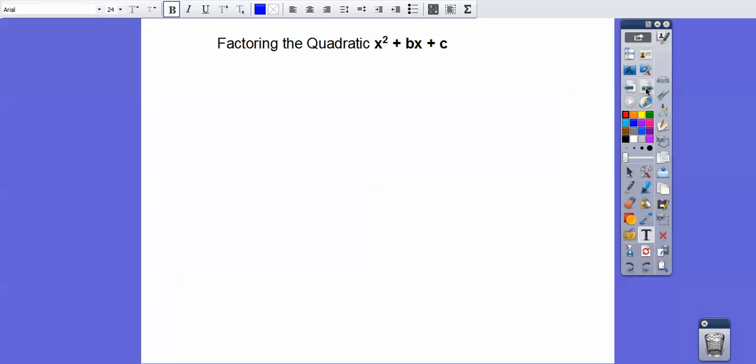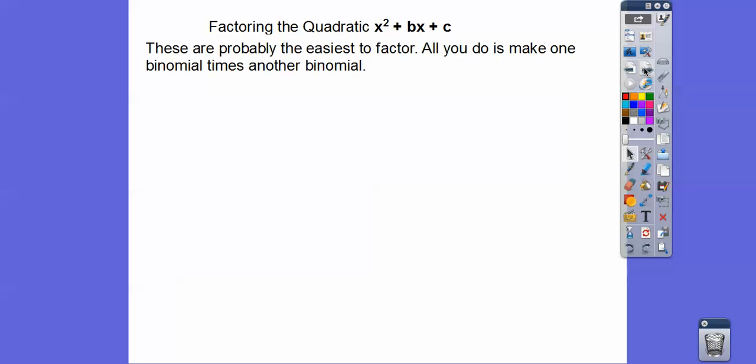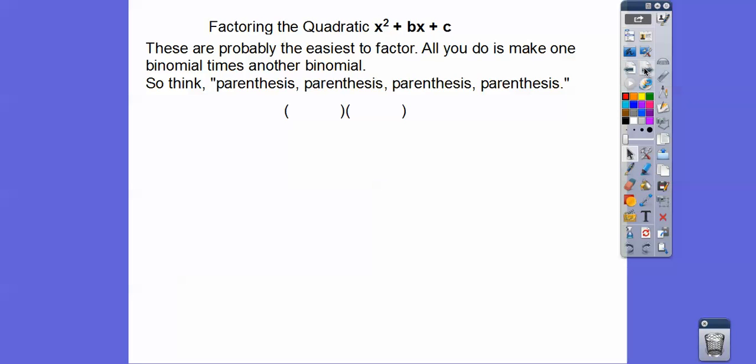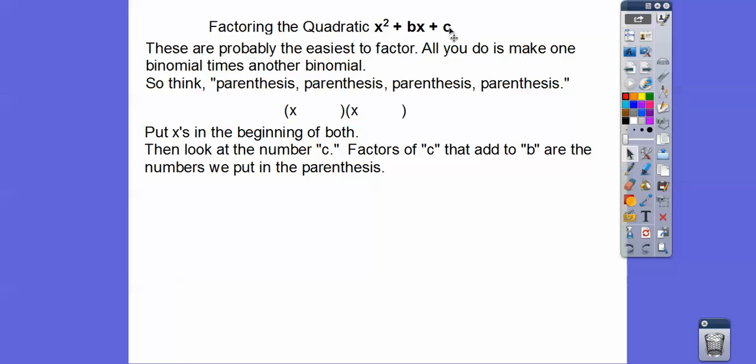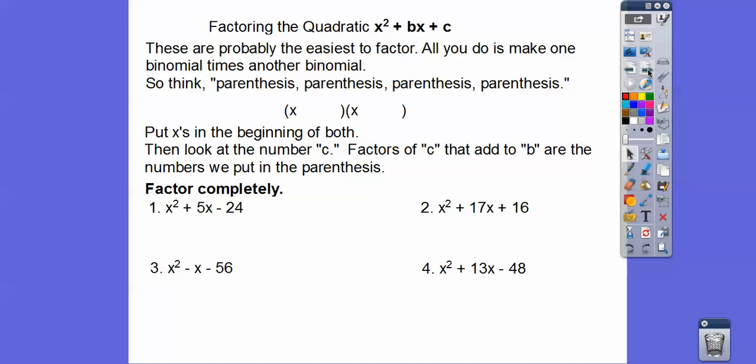So factoring quadratics of x² + bx + c. Notice there's a bx in there, and this is a 1x². So these are pretty easy. They go fast, you guys. Just think, you're going to start off with parentheses, and then you're going to put x's at the beginning of them. And then what you do is you look for factors of this number that add to this number right here. For example, here's a bunch right here. Notice these are all 1x², and they got that bx. So here's the b, and this one is 17 right there. So let's go ahead and put the parentheses with x's in them.